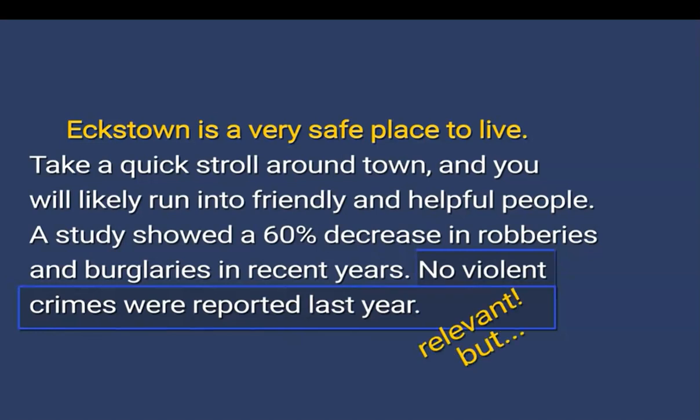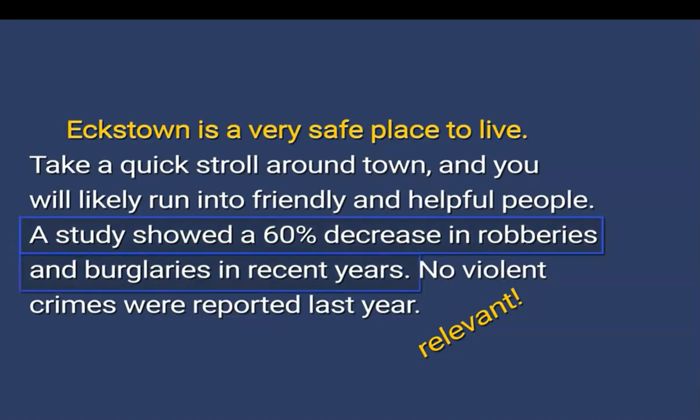But what about previous years? Maybe last year was different somehow? The writer also mentioned no violent crimes. How about other types of crimes? But overall, no violent crime could mean it's a safe place, so let's say it's okay evidence for now. Besides, we must consider all the evidence, so let's continue.